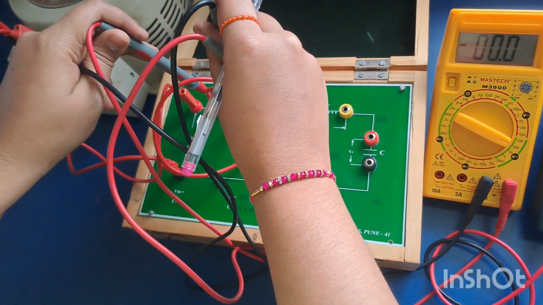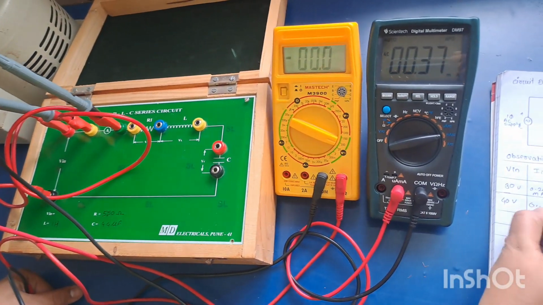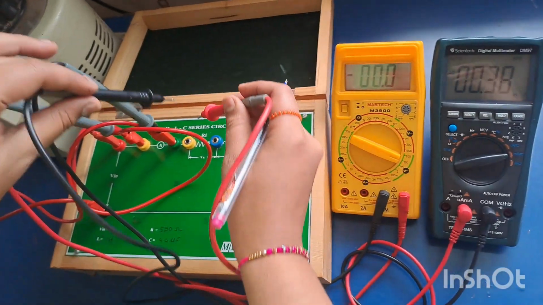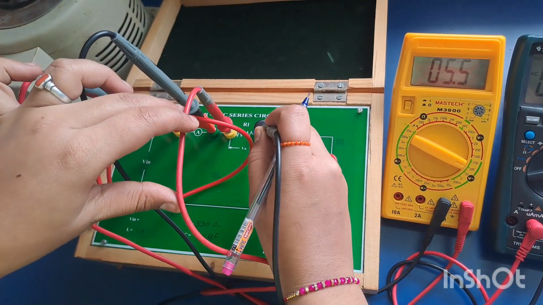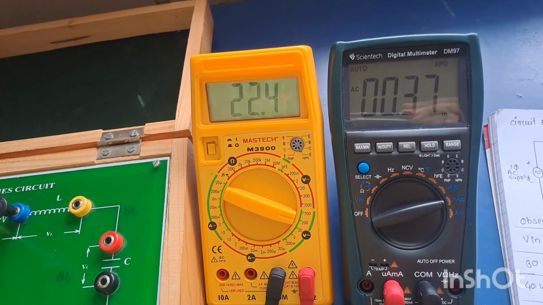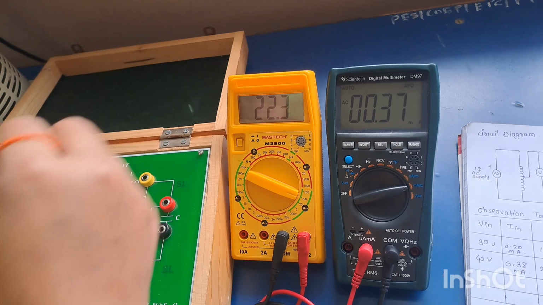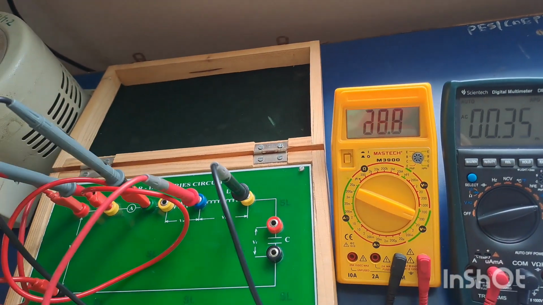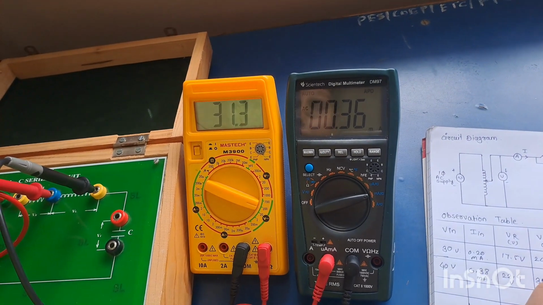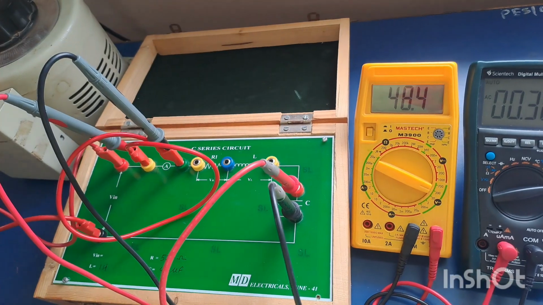Measure the current, which is 0.38 milliampere. Now measure voltage across the resistor, which is 22.4 volt. Now measure the voltage across inductor, which is 31.1 volt. Now measure the voltage across capacitor, which is 48.9 volt.